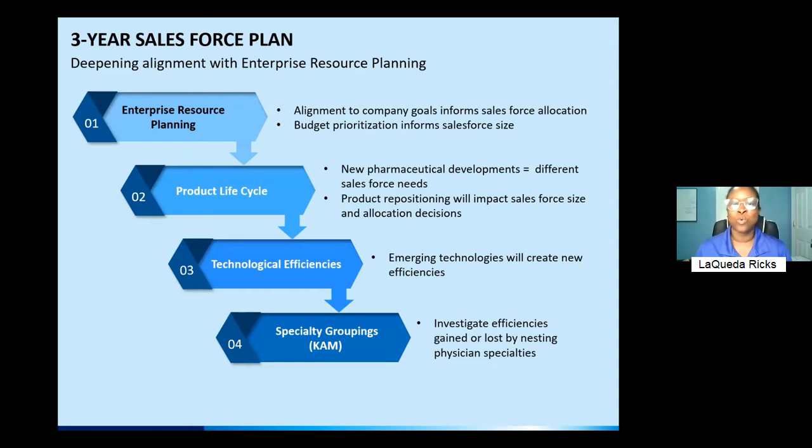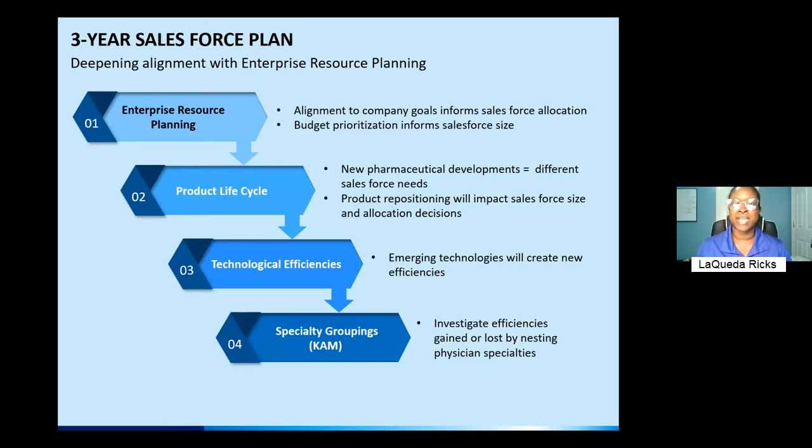Next question we should ask is, what should Syntex do about its sales force size and allocation for 3 years from now? When we think about longer-term planning for Syntex, 4 areas of strategic focus come to mind. Number 1, the current sales force allocation strategy is focused on the ROI for marketing. It does not yet take into account organizational level goals or budgeting.